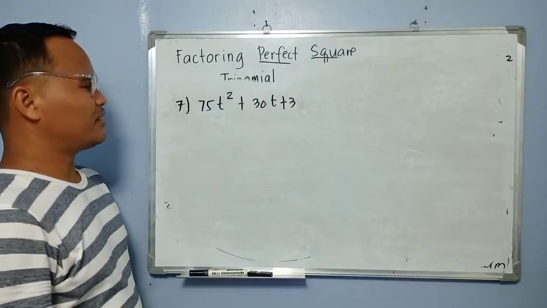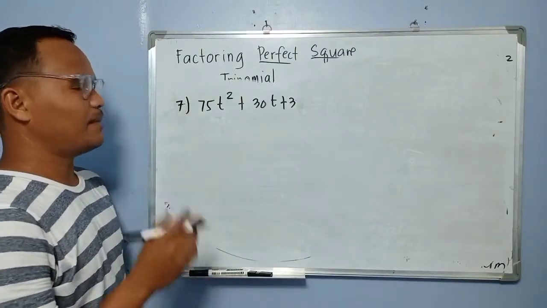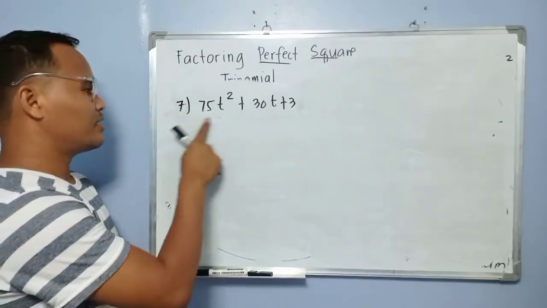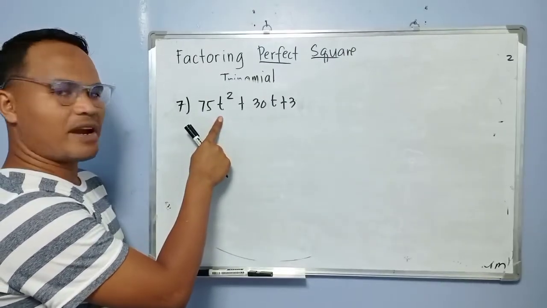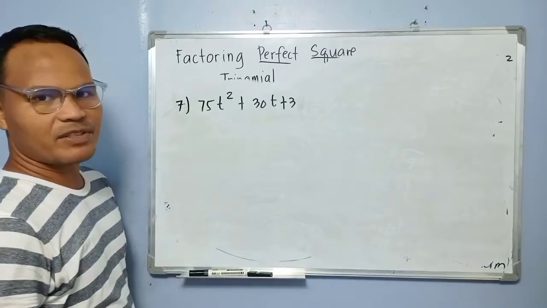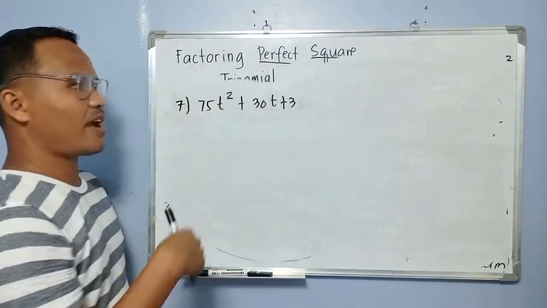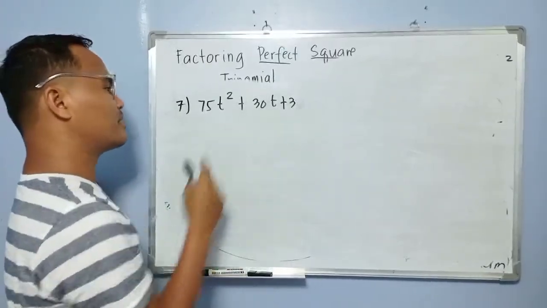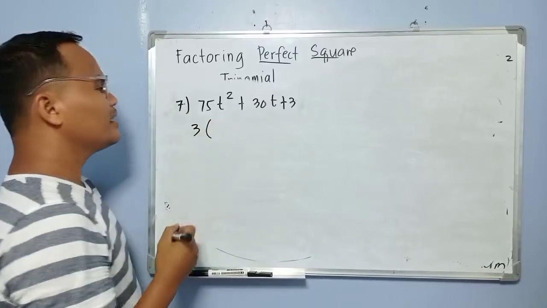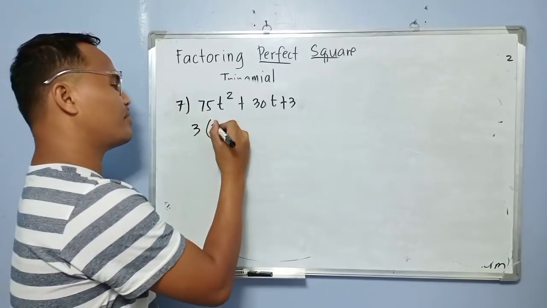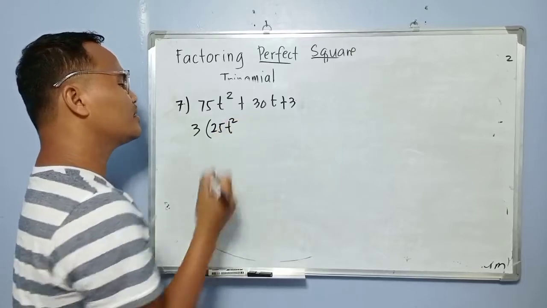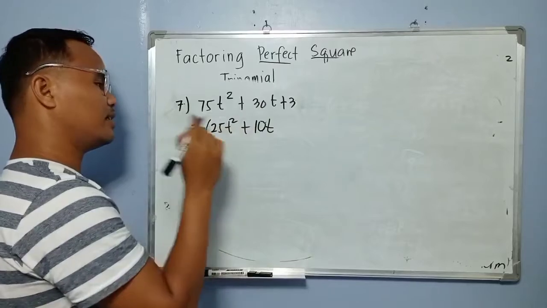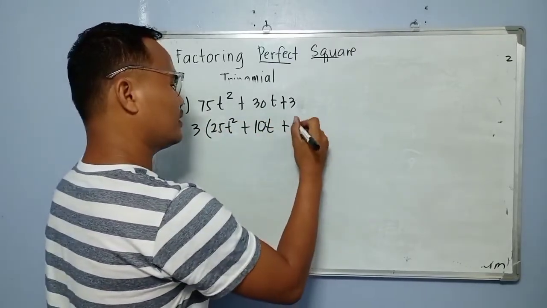Okay? Example number 7: 75t squared plus 30t plus 3. Is this a perfect square trinomial? Let us check. Is 75t squared a perfect square? No, because 75 is not a perfect square number. So this is not a perfect square trinomial. But we can factor out the GCF of these three terms, which is again 3. 75 divided by 3 is 25t squared. 30 divided by 3 is 10. 3 divided by 3 is 1.